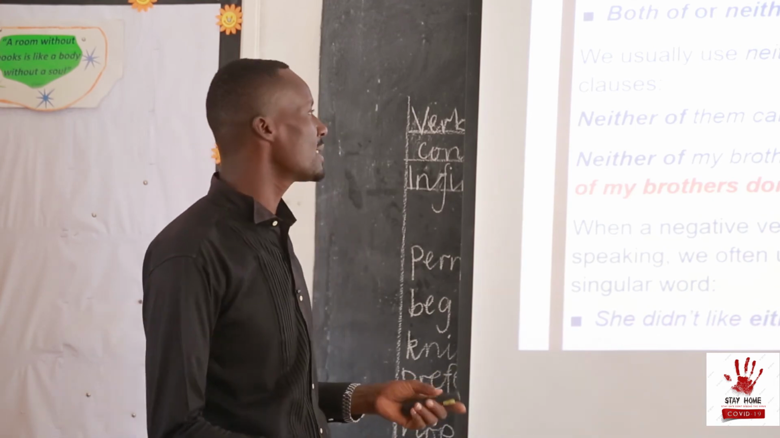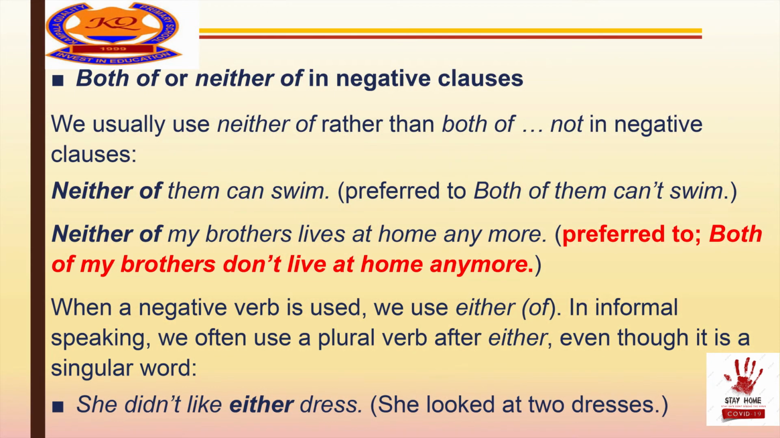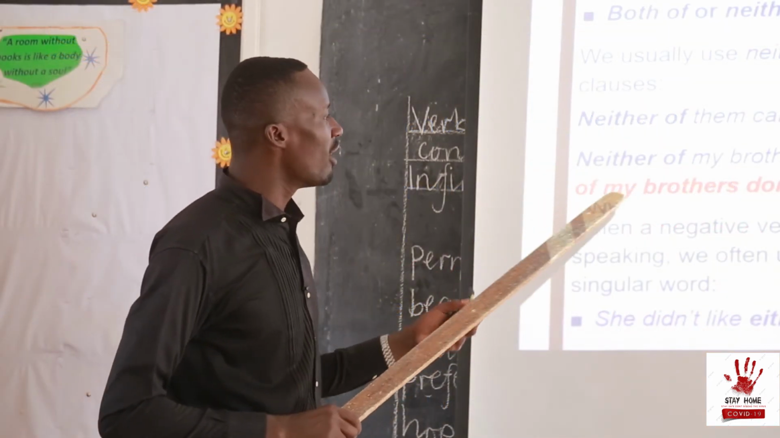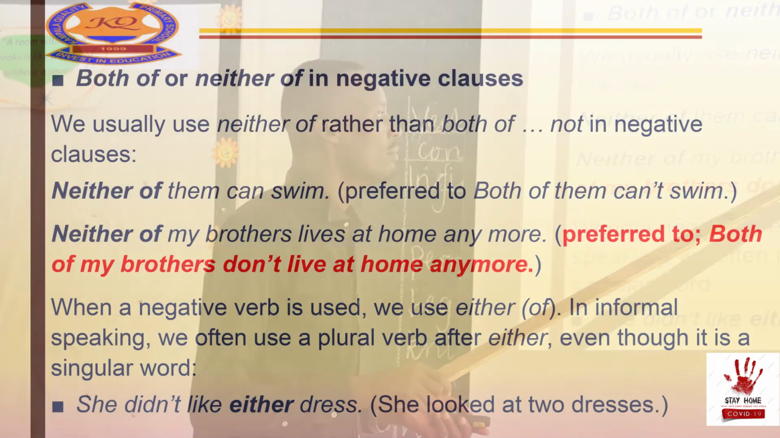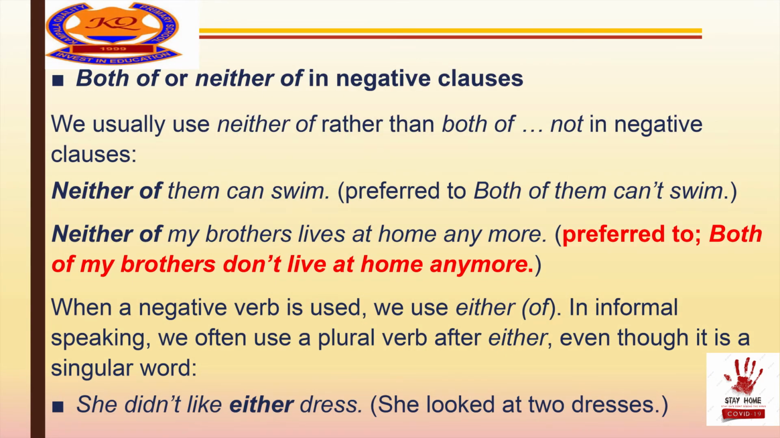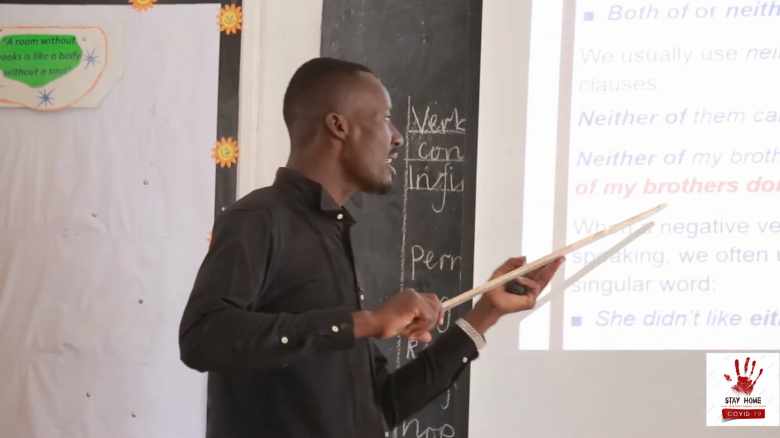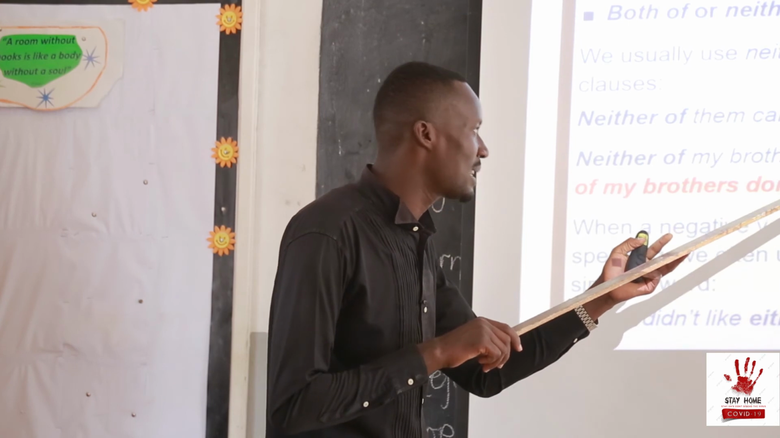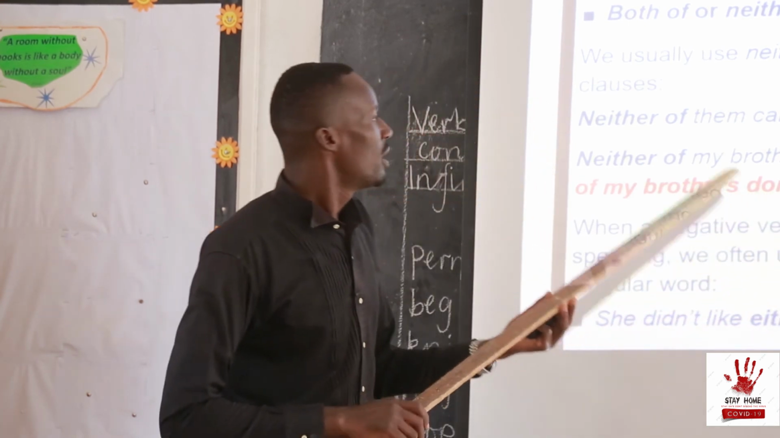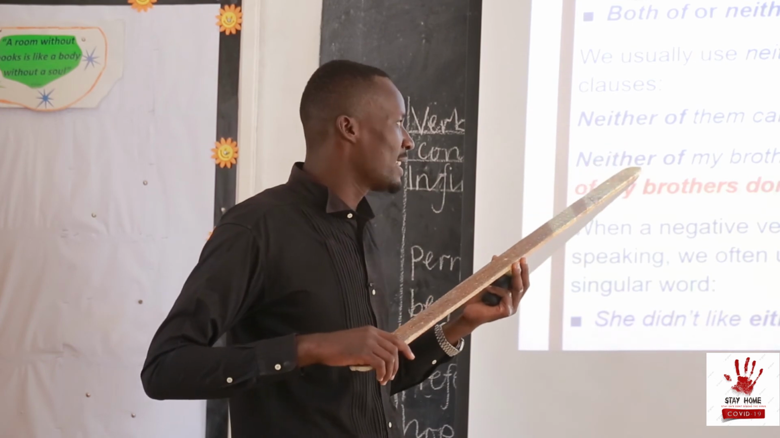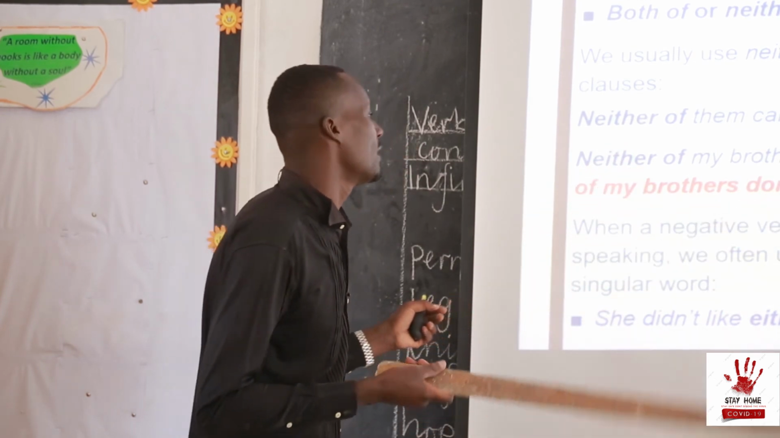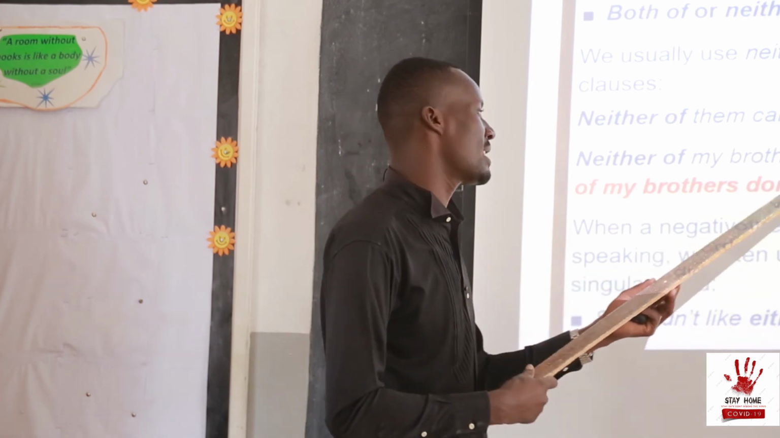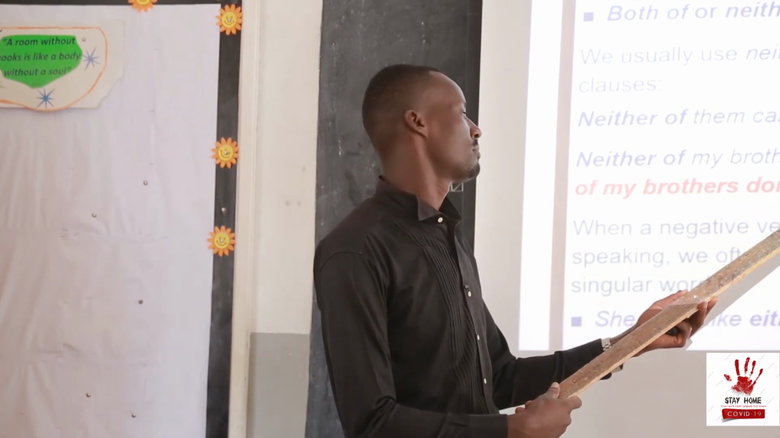Let us look at the sentences. Neither of them can swim. It is wrong to say both of them cannot swim. Let us see another example as we finish. Neither of my brothers lives at home anymore. Don't say that both of my brothers don't live at home. No. Say neither of my brothers lives at home anymore. Remember, both is plural, neither is singular. That is why when we are using both, we are using plural verbs. But when we are using neither, you see singular verbs.